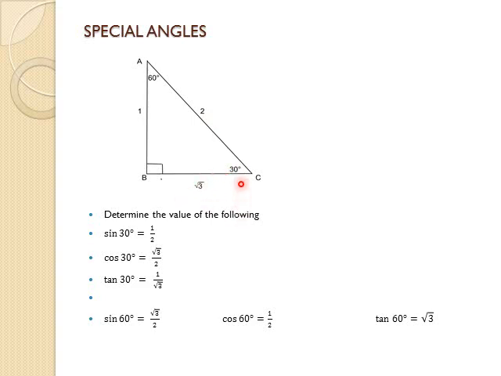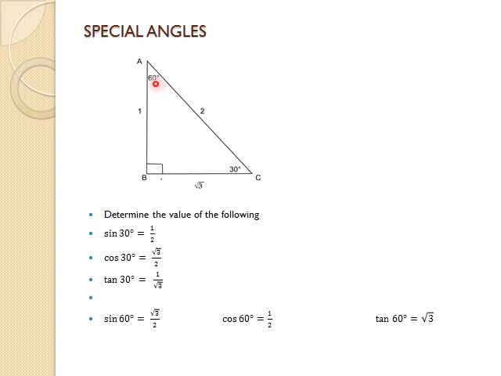So determine the value sin 30. Remember y over r. So sin 30 would be 1 over 2, which is half. Cos 30 would be adjacent over hypotenuse, which is square root 3 over 2. Tan 30, right, is always y over x. So y being 1, x being square root 3.